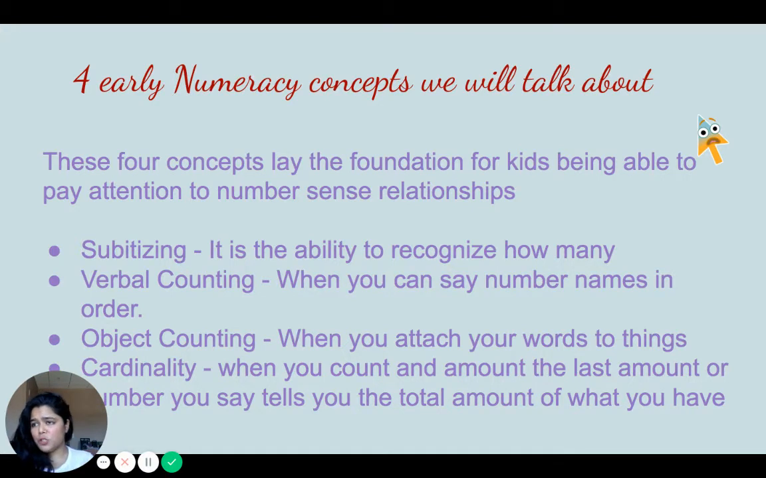But if a child is weak in cardinality, she might tell you 10 by counting 1 to 10, and you would know that she knows her numbers in order and she's able to object count, but she'll not be able to tell you that the answer is 10 because the last object tells you that that's the answer.